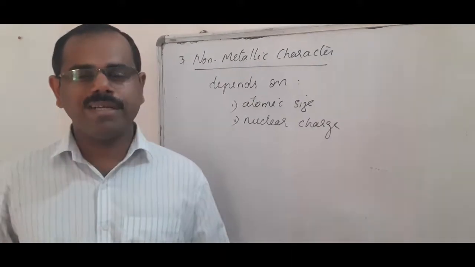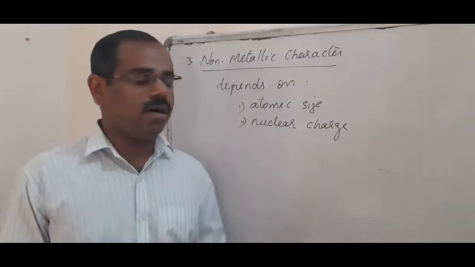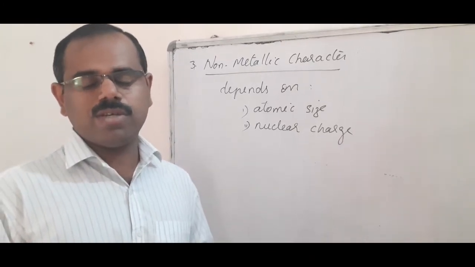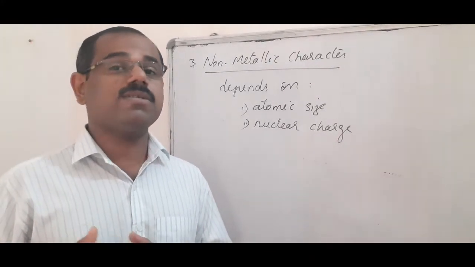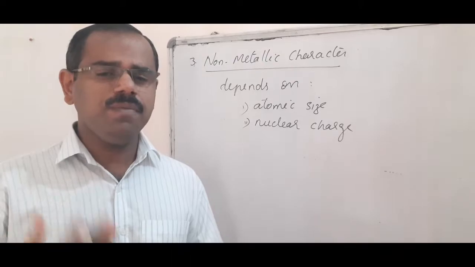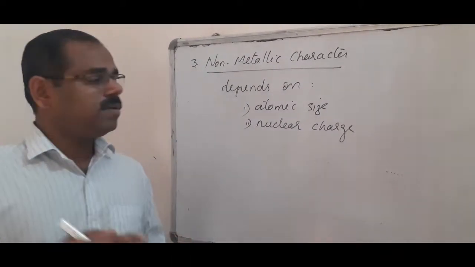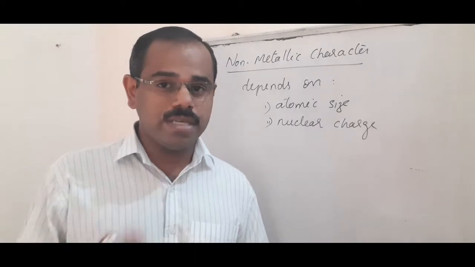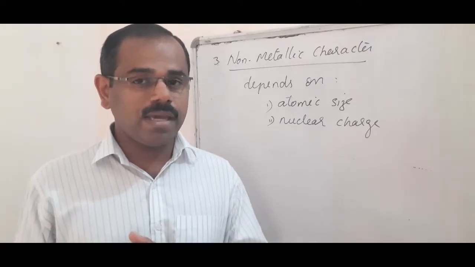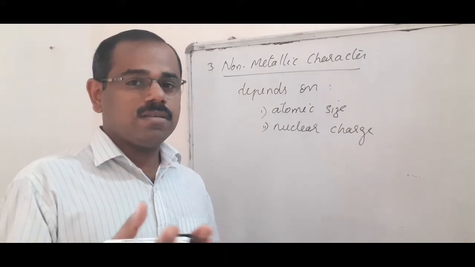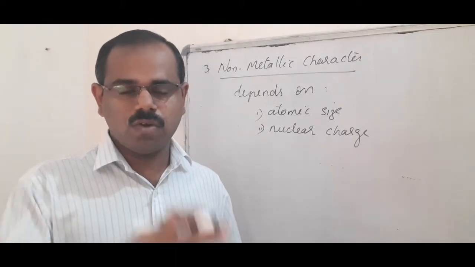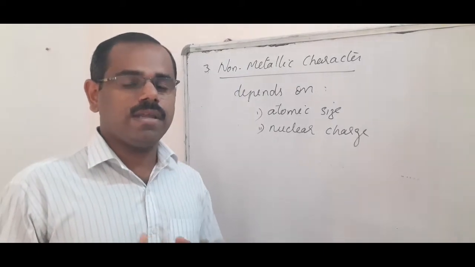While considering the non-metallic character, it is also dependent on two factors, the atomic size and the nuclear charge. We have already seen in the case of metallic nature, top to bottom, the number of shells increased, so the nuclear pulling on the outer shell is getting weaker. The same way, since top to bottom the number of shells increase, nuclear pulling is weak and the atom easily loses electrons, so metallic character increases. But non-metallic character, we would say, decreases top to bottom of a group.